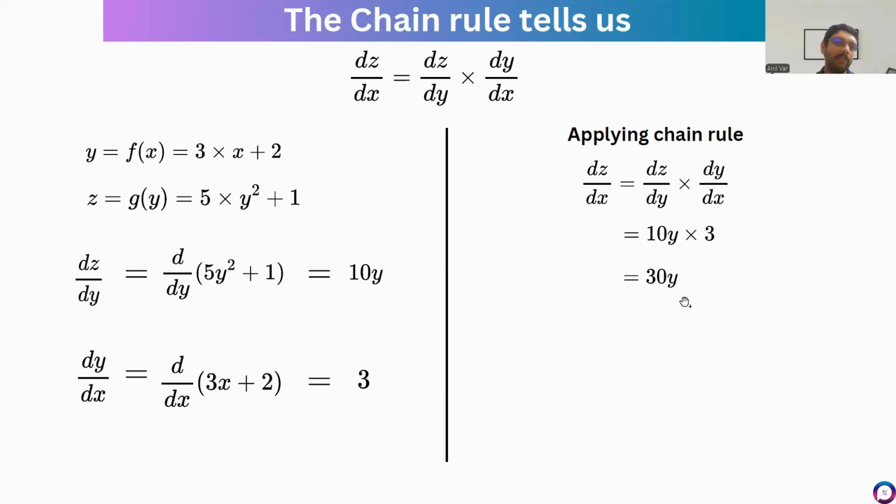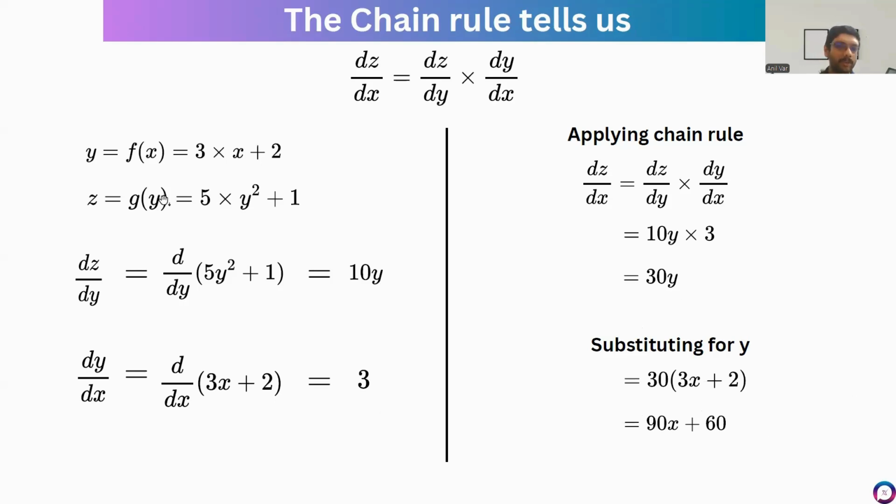Now it looks a little different from what we had previously, right? Why? The answer is simple. This is in terms of y. That was in terms of x. What do you do? Well, you already know y, right? We already know y is 3x plus 2. So you just substitute here for y. It becomes 30 times 3x plus 2. 30 times 3 is 90x plus 60. Just go back and check, and that was exactly the answer we got.